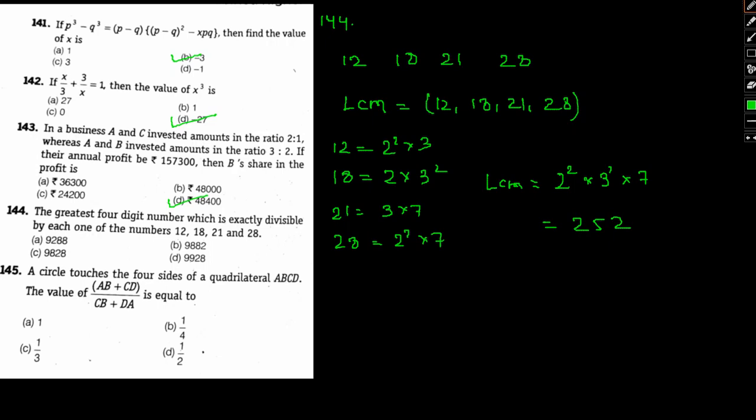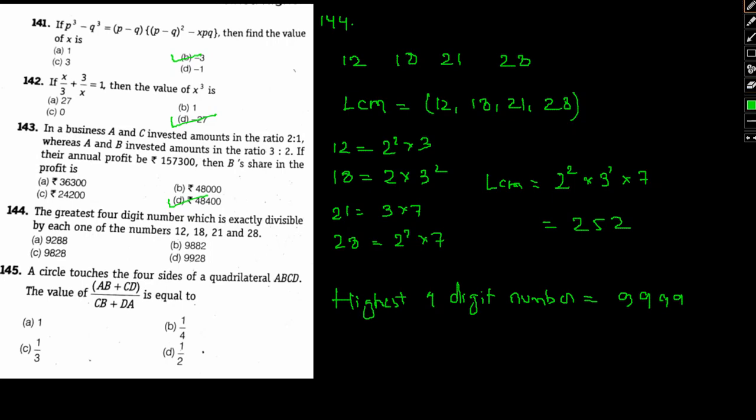Now what we need is the highest 4-digit number. So the greatest 4-digit number here is 9, 9, 9 and 9. Okay, so the greatest 4-digit number is 9999. So what can we do here?